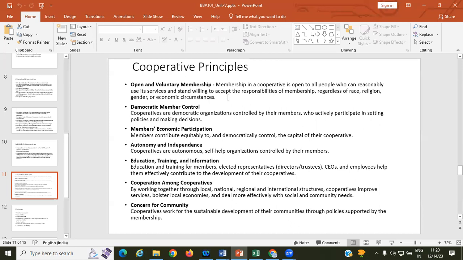Working together through local, national, regional, and international structures, cooperation. I'm reading the point as it is written. Local economic. And suppose you are working in the government sector or a different society, a different government body.